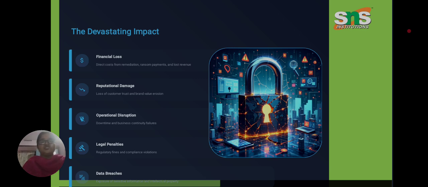Next is the devastating impact. Cyber attacks can cause serious problems like financial loss, reputation damage, operational disruptions, legal penalties, data breaches, etc. One attack can affect the entire organization.